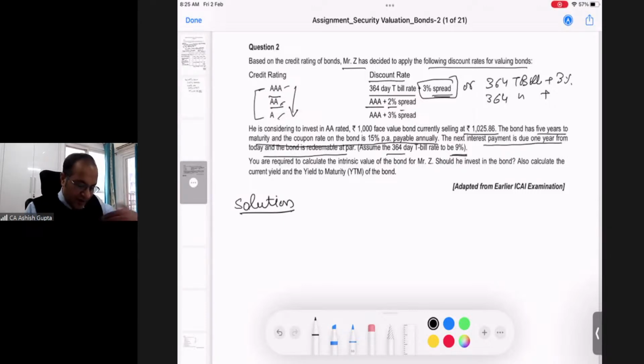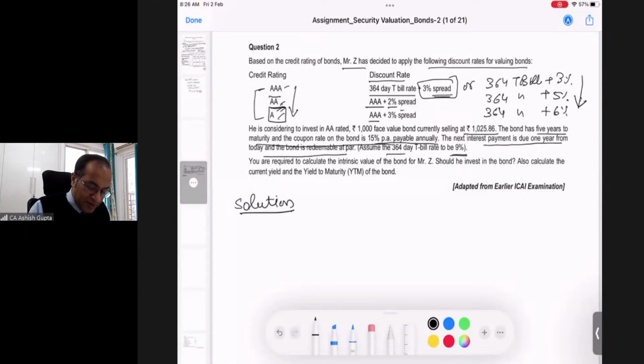So higher the risk, higher will be the discounting rate. Higher the risk, higher will be the discounting rate. So it will be equivalent to 5. Okay, student. Here it will be plus say 3%. So it will be here 364 T-bill plus 6. So higher the risk, higher will be the discount rate because this security is risky. Even though they are paying equal interest, it is more risky.